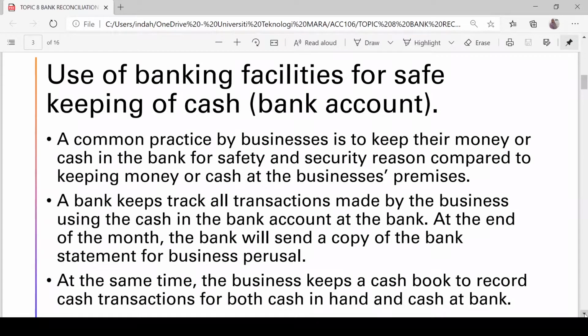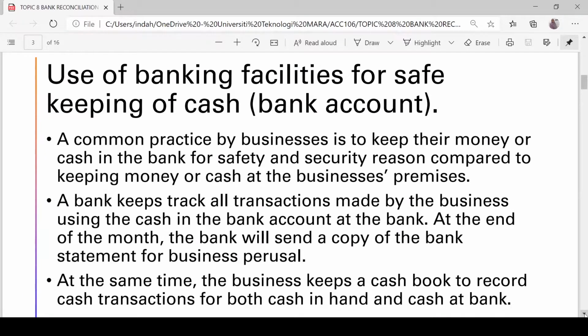At the end of the month, the business will receive a copy of the bank statement from the bank. Even though we keep the money at the bank and the bank keeps track of all the cash transactions, at the same time we keep a record of our own, either using a cash book or cash receipt and cash payment journals, and then at the end of the day we transfer to the bank account to calculate the closing balance at the end of the day.